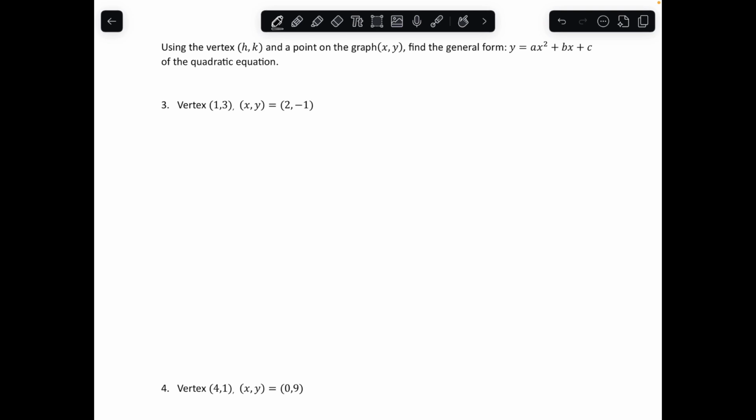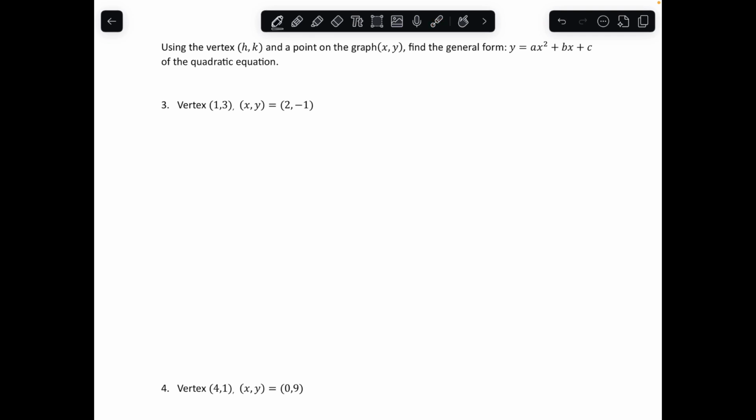Now, for numbers 3 and 4, we're going to be wanting to find the general form of this parabola. And the general form is going to look like y equals a times x squared plus b times x plus c, where a, b, and c are all just constants. Now, in order to do this, we can go into our vertex form using the same strategy we did for numbers 1 and 2, and then we can just expand everything out in order to get our general form.